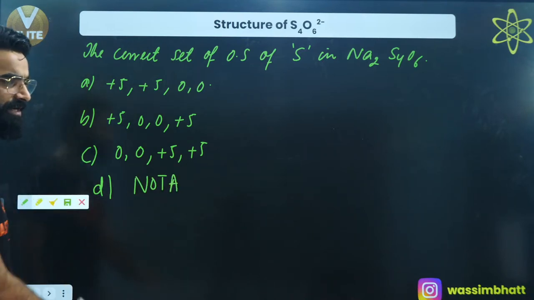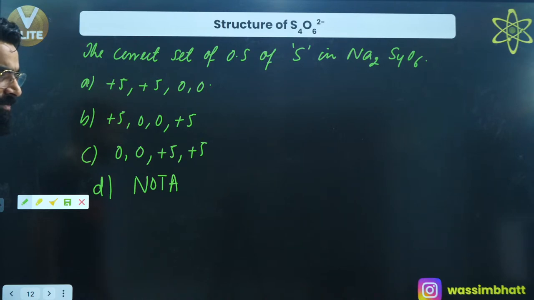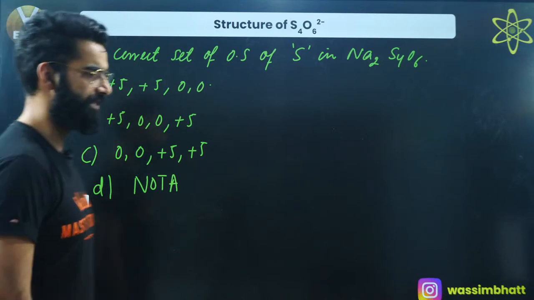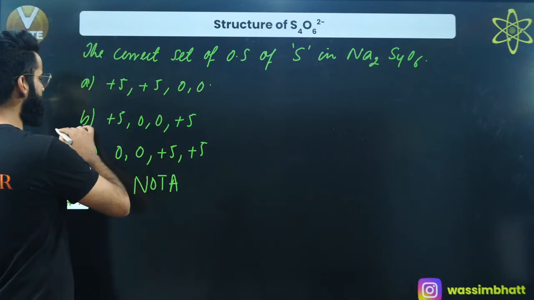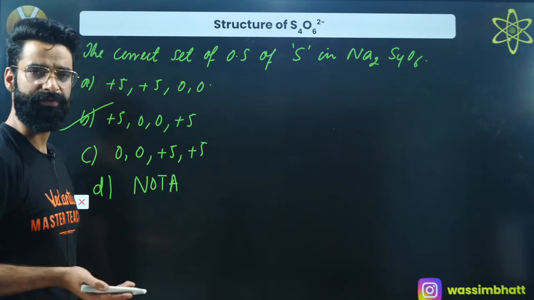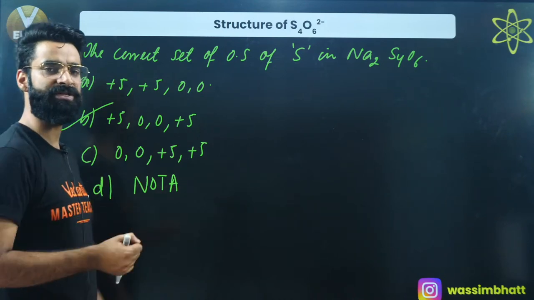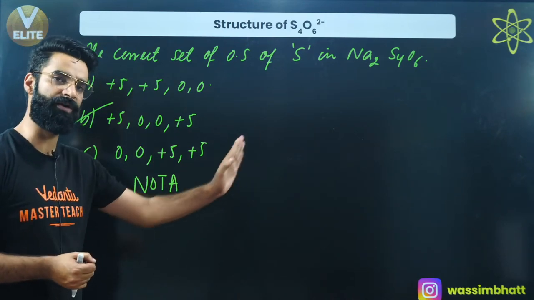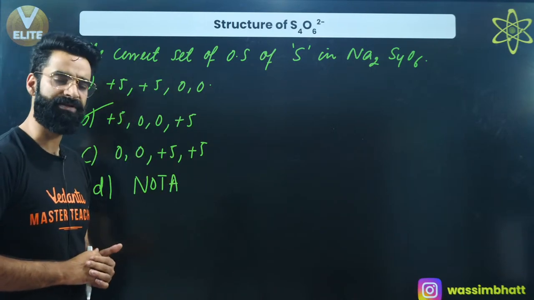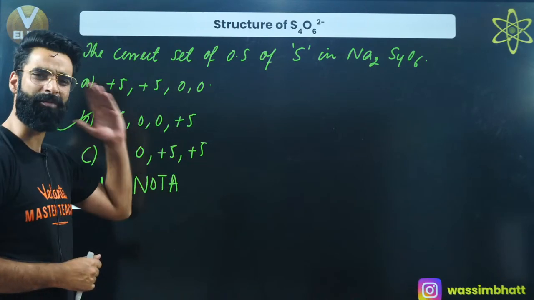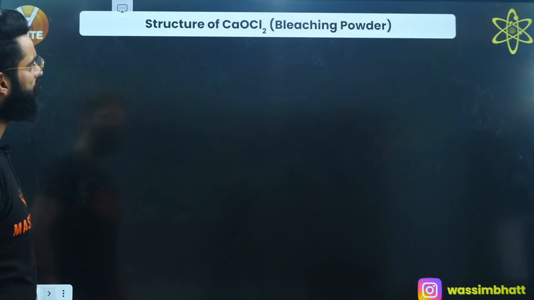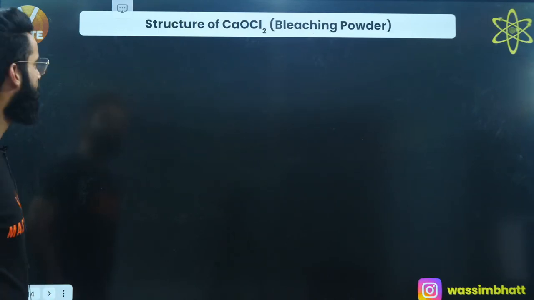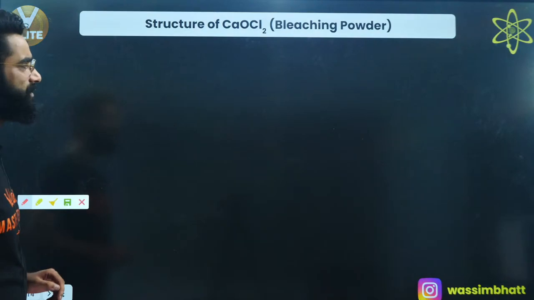So what is going to be the correct answer of this question? It's absolutely going to be option B, right? Because a few minutes back only, I showed you the structure of your S4O6 dinegative, in which the oxidation state of the first sulfur was +5, second was 0, third was 0, and fourth one was also +5, right? So option B is absolutely going to be the correct answer of this one. This was asked long back in your JEE Mains sometimes, right? Okay.